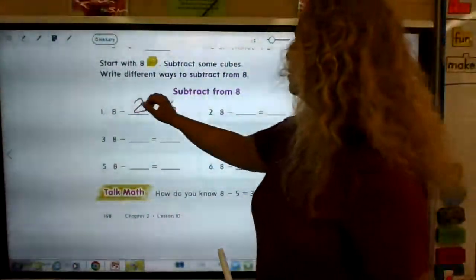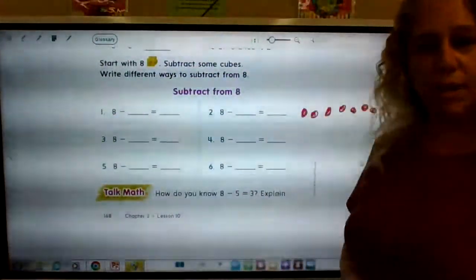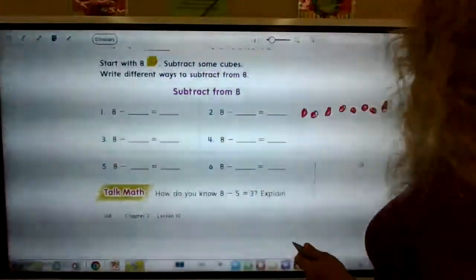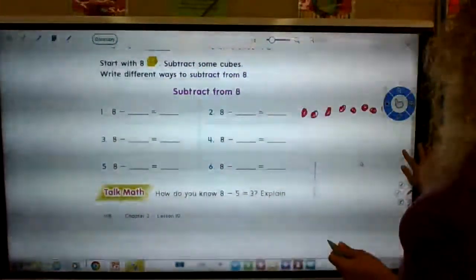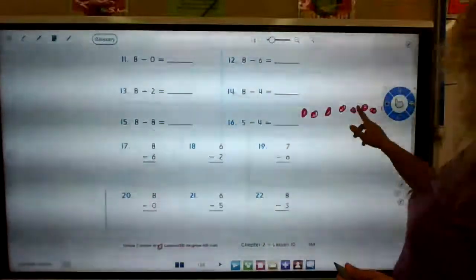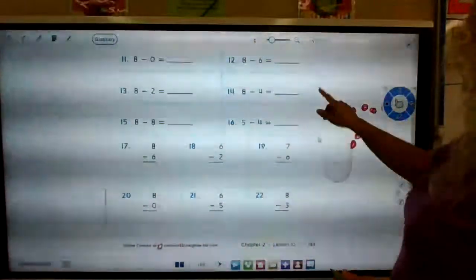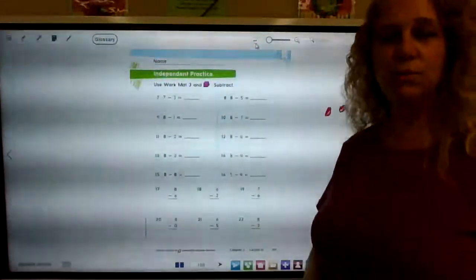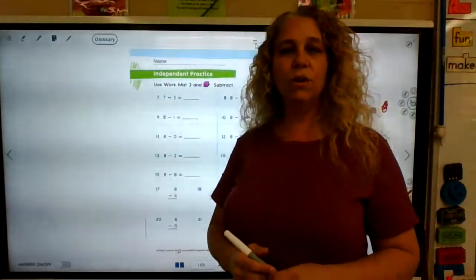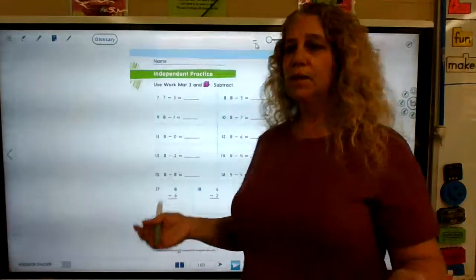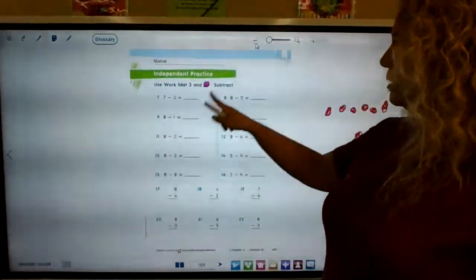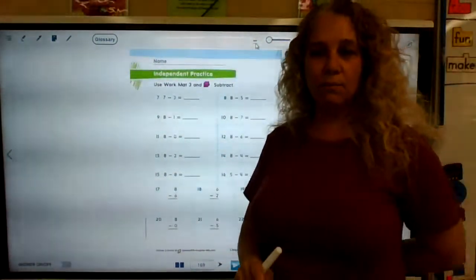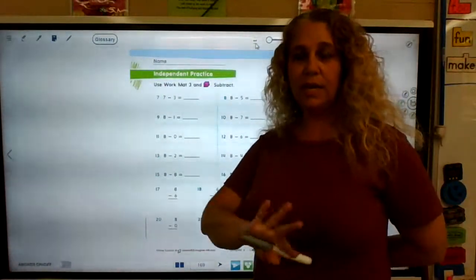Okay, so you're done showing ways to take away from 8. Now let's flip it over to this side. So this side is just all subtraction. So using your counters if you need them, you are going to subtract all these different ways. Now remember, subtraction is taking away.